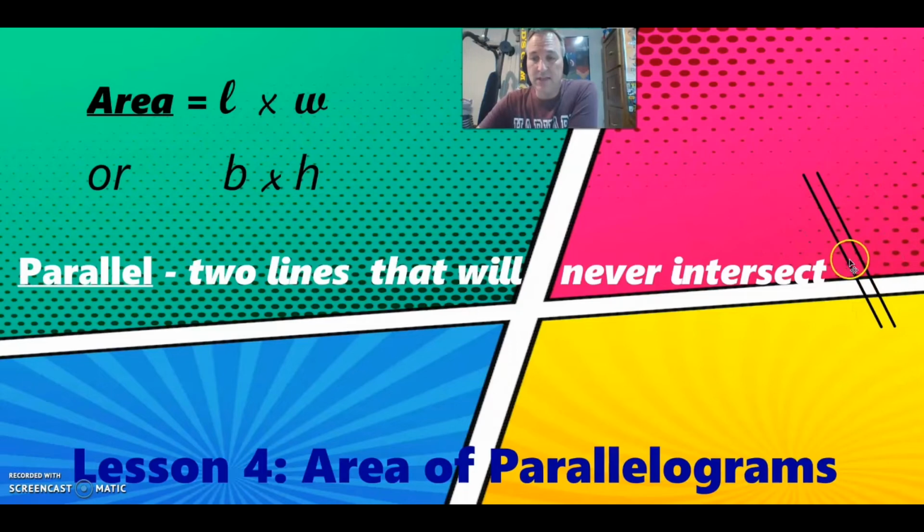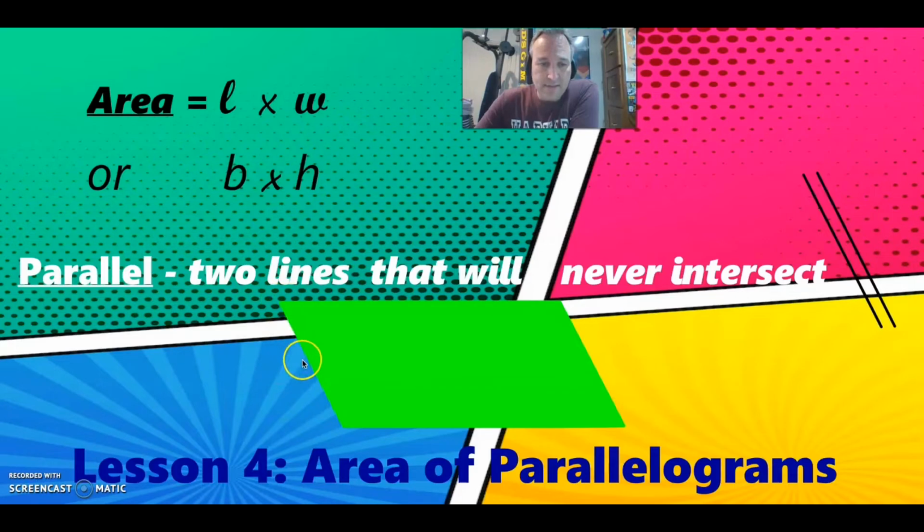That is what parallel looks like. So in parallelograms, so what is a parallelogram? A parallelogram, by definition, is any quadrilateral with opposite sides parallel. Here is the one everybody thinks of right here, if I can get it.